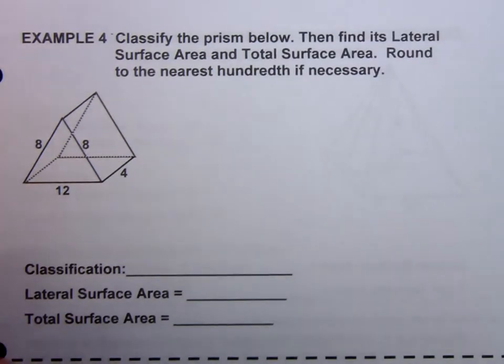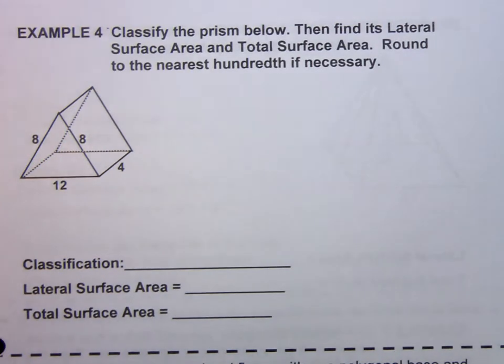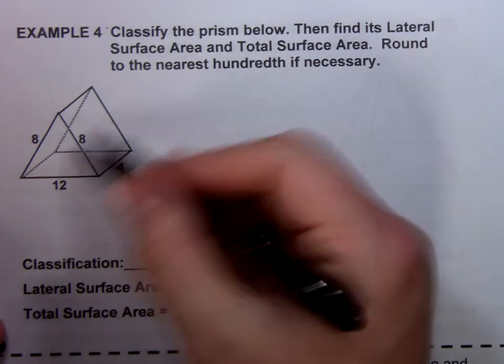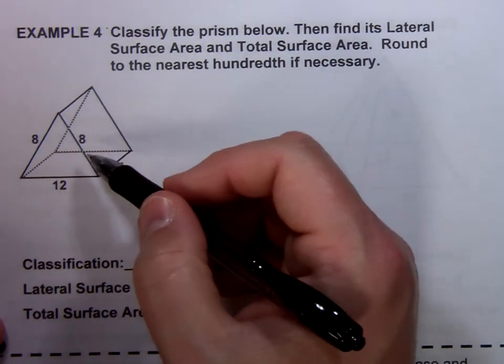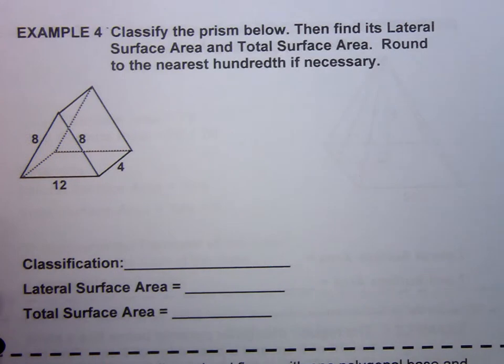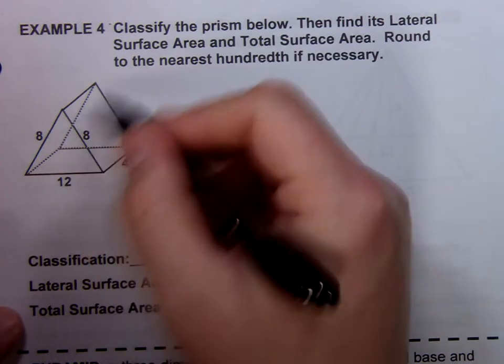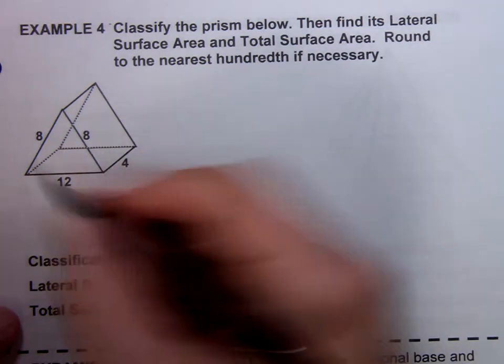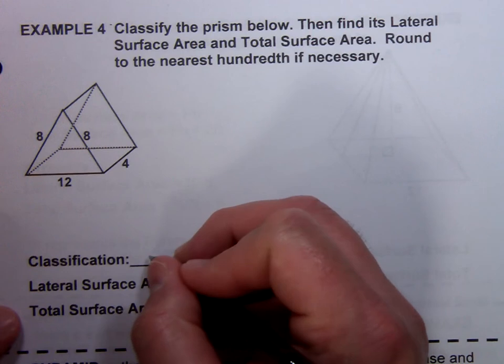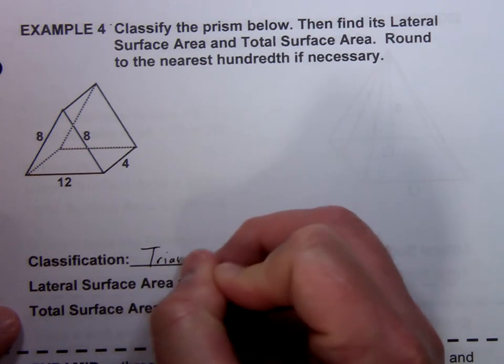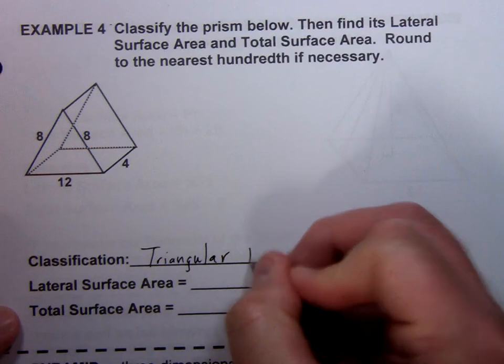All right, let's look at the next example. Classify the prism below, then find its lateral surface area and total surface area and round to nearest hundredth if necessary. All right, this is a triangular prism. I know it's a triangular prism because I see nothing but triangles and rectangles. Prisms have rectangles going around the side or some type of parallelogram, and then it's got the 2 parallel congruent bases. So I see 2 triangles that look parallel and congruent to each other with a bunch of rectangles going around the sides. So the triangles are the bases. So this is a triangular prism.